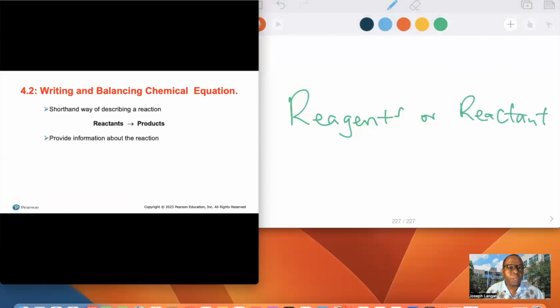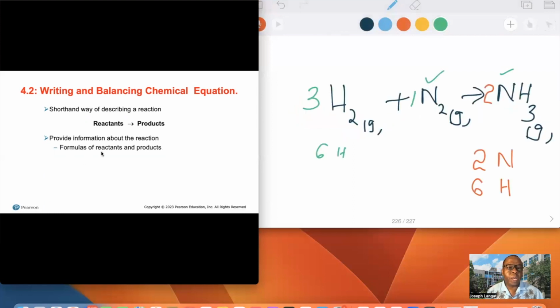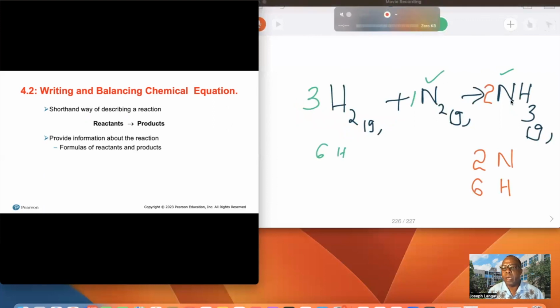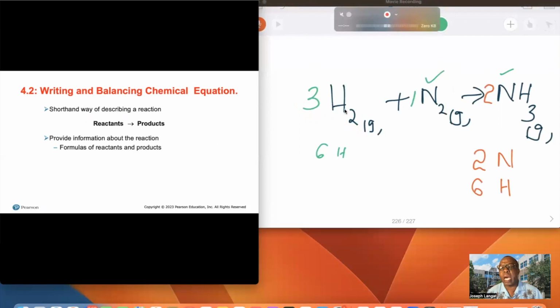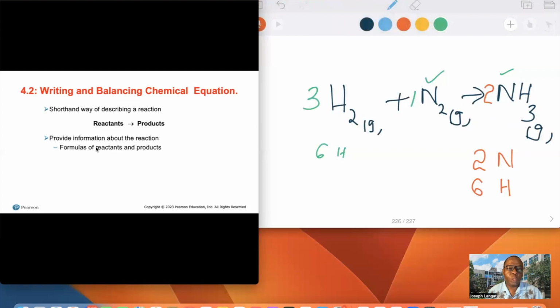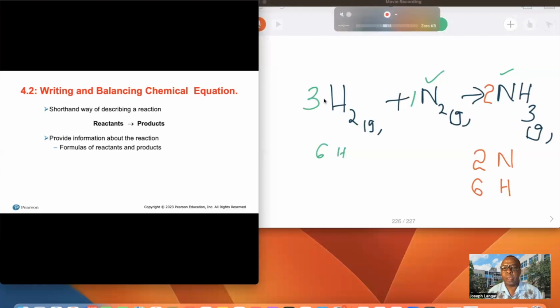You need to know the formulas of the reactants and products. These are the formulas. Remember, in the previous chapter, we learned how to write the correct formulas for elements. We talked about the diatomic molecules, such as hydrogen here, and nitrogen. And we learned how to write the correct formulas for molecular compounds, a non-metal and a non-metal. This is where you need to be well-rounded in writing the names and formulas for your compounds or elements.